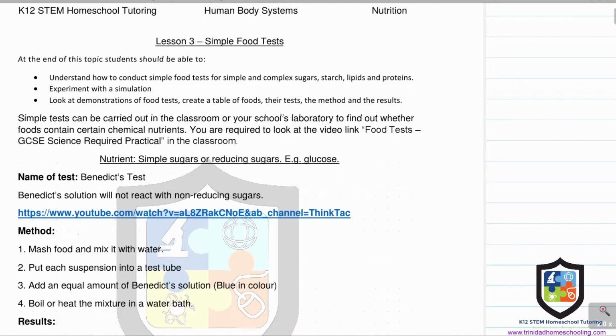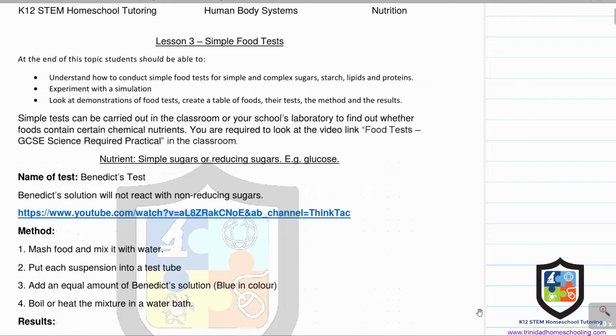Welcome to this lesson. In our previous lessons, we talked about what nutrients our body needs. In this lesson, we are going to be looking at some simple food tests that you will be conducting in your school lab for some of these nutrients.